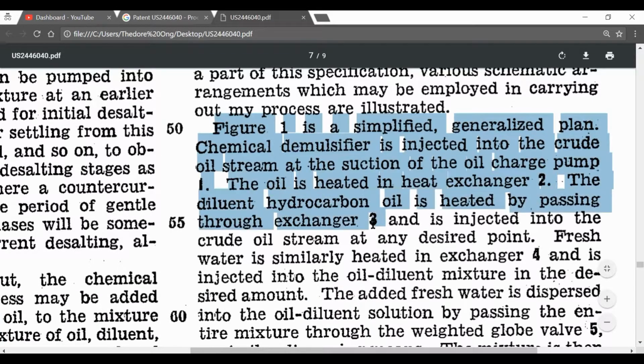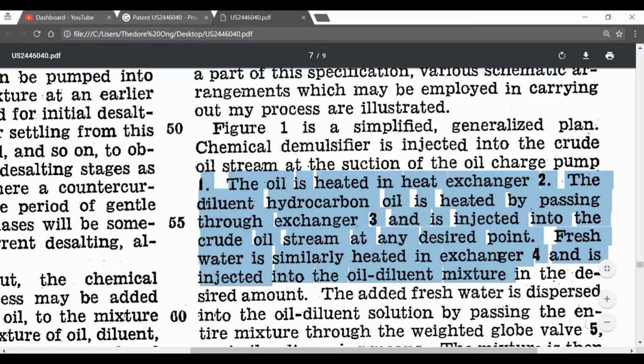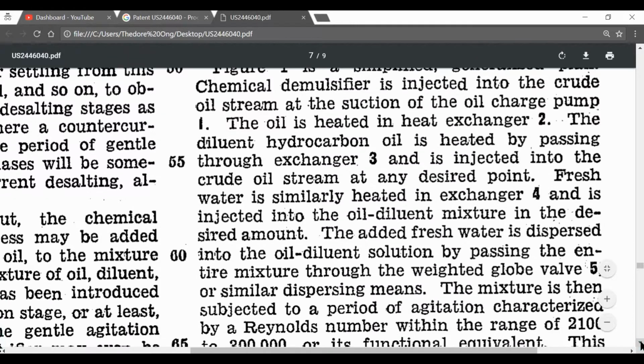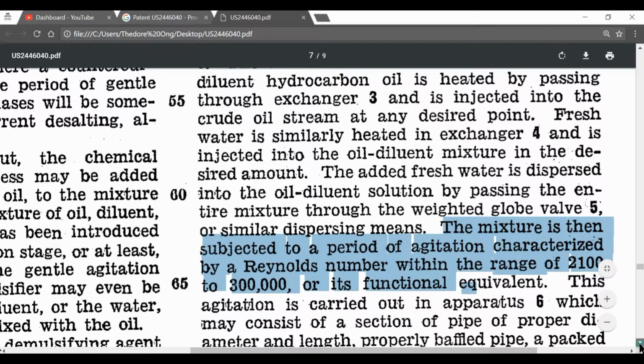Okay, so in figure 1, oil is heated in a heat exchanger. The diluent hydrocarbon oil is heated by passing it through the heat exchanger into the crude oil stream at any desired point. Okay, blah blah blah. So that's what I explained earlier. Similar. Added fresh water is dispersed. For the water globe valve, this is just a valve. So it talks about Reynolds number, just ignore that. This agitation is carried out in apparatus 6.